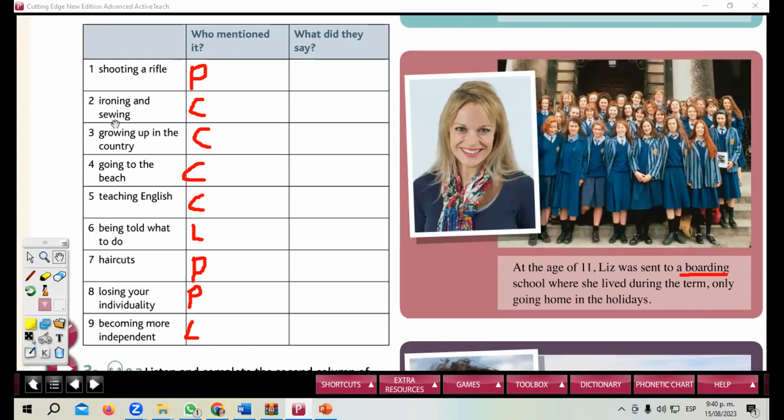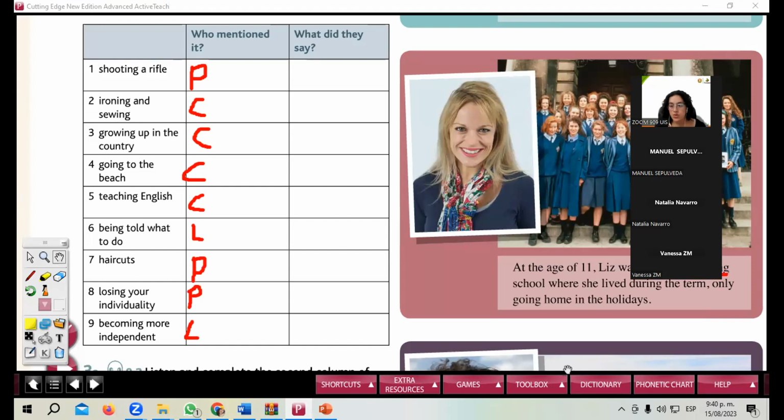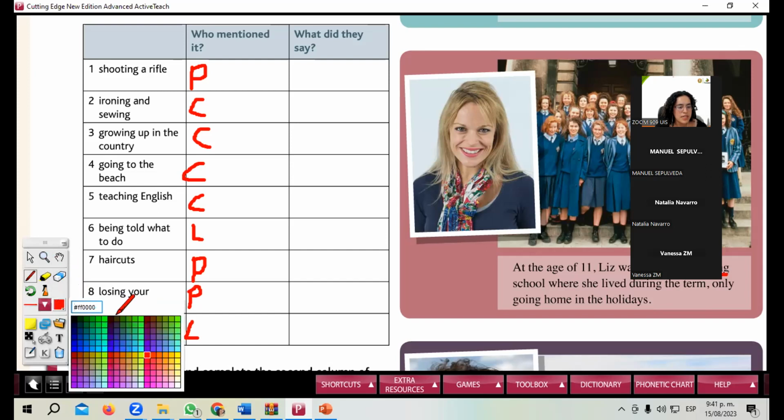All right, now that we have listened to the information, to all the stories, let's see if we got the correct answer, and then I will ask you to complement the information. What did you get from the audio, okay? So let's continue with Vanessa for the first one, shooting a rifle. The answer was Peter, is it correct? Teacher, yes, it is correct.